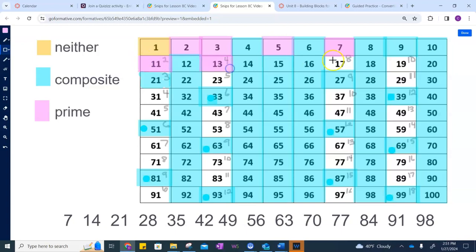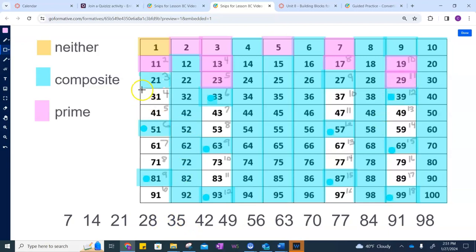7 is not a factor of 13. 7 is not a factor of 17. And 7 is not a factor of 19. So I can automatically categorize those now as prime. I've exhausted all possible other factors for those. 7 is my last one. Well, 7 doesn't go into 23, it's 21 and then 28. And then from 28, it jumps to 35, so it doesn't go into 29 either.